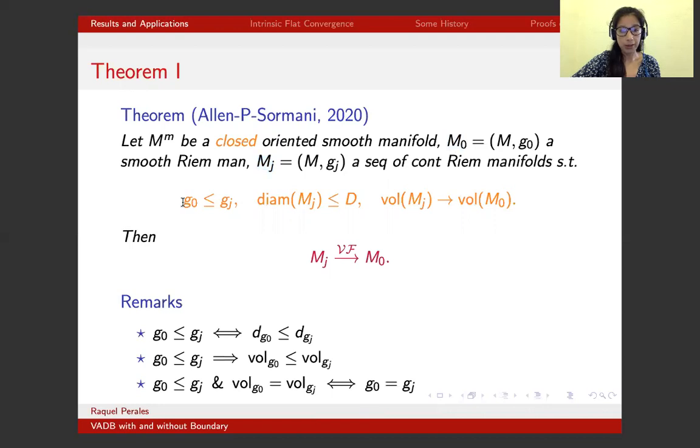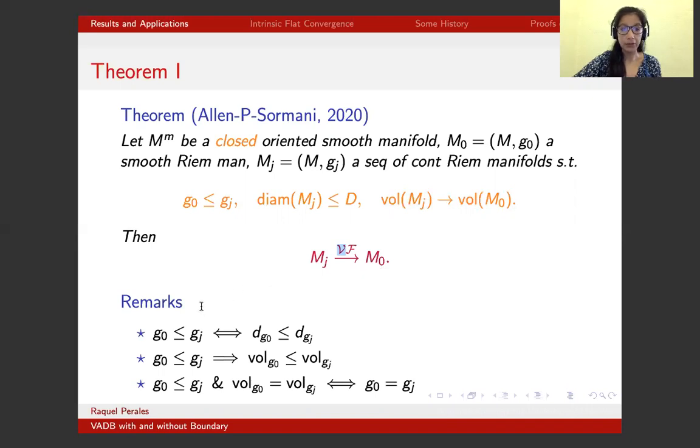We require that G0 is less or equal than Gj, a uniform diameter bound, and the convergence of the volumes. Here we have this convergence of volumes. Under these conditions, we can prove that our sequence of manifolds converges to M0 in intrinsic flat sense, and that the volume is preserved. This V stands for volume is preserved, which we of course have because of our hypothesis, but it's very good to write it here because this does not happen in general using intrinsic flat distance.